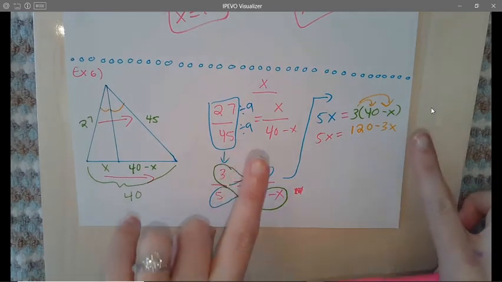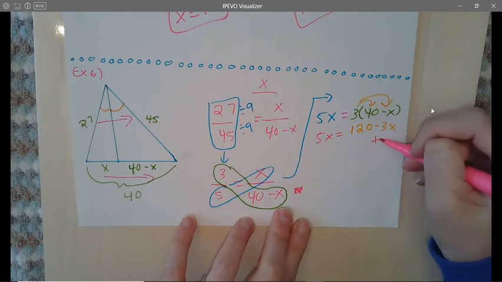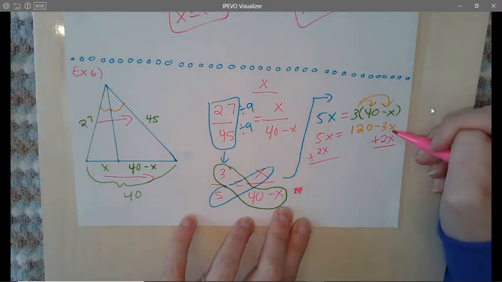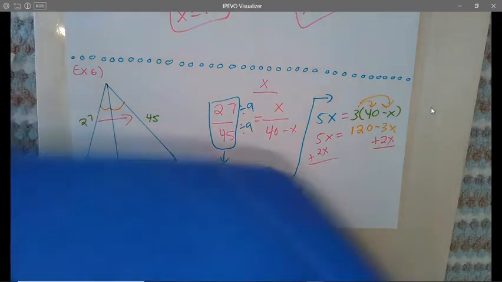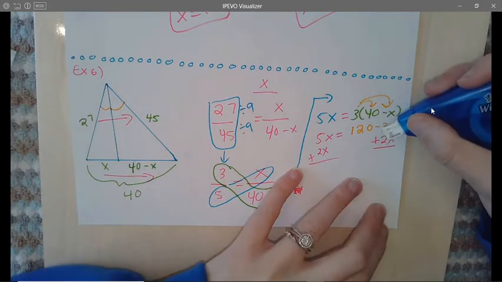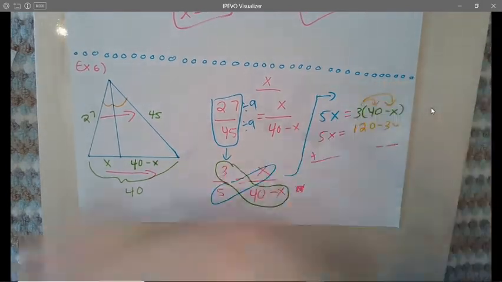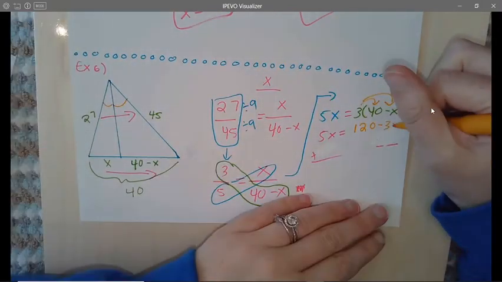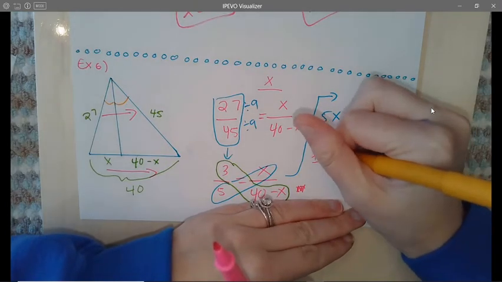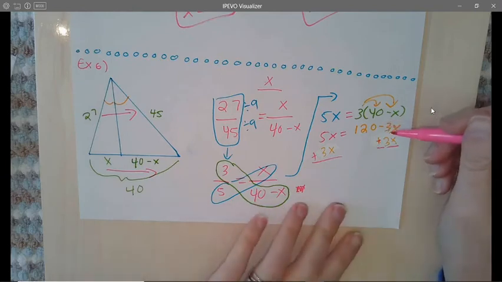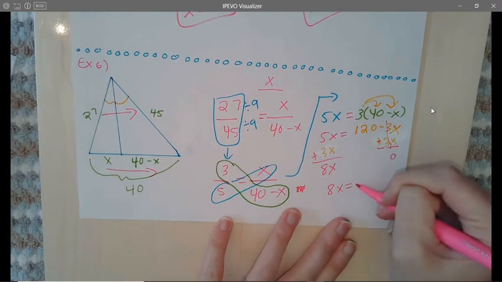My x's are currently separated. They need to be joined together because they're best friends. The way I move negative 3x to the other side is by adding it on both sides. I need to add 3x, not 2x. So negative 3x plus 3x cancels and turns to 0, and 5x plus 3x gives me 8x. So I'm left with 8x equals 120.